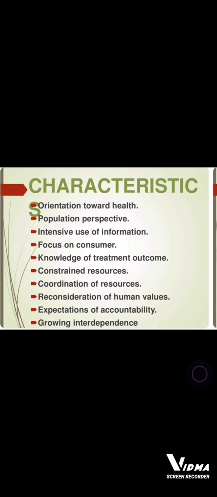Then next one is expectation and accountability. Whatever each individual of this society is expecting, they will try to fulfill, and whatever services they are providing should be accountable, so they will maintain accountability. Then the next characteristic is growing interdependence. Whatever the resources will be there, they will maintain one channel into the society, and they will grow the interdependence in the society or community. So these all are the characteristics.